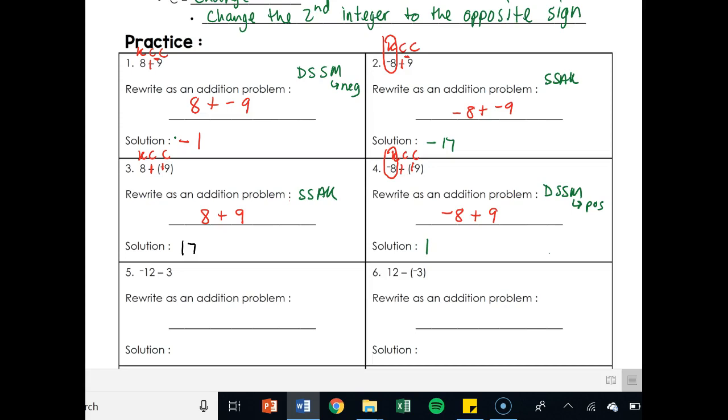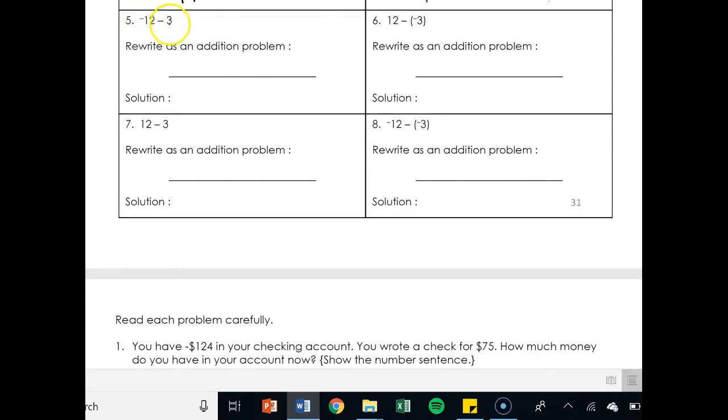If you see a plus sign, get that out of your head. You only get to use DSSM or SSAK. So only KCC if you see a subtraction sign. So I'm going to try and allow you to do 5 through 8 on your own.